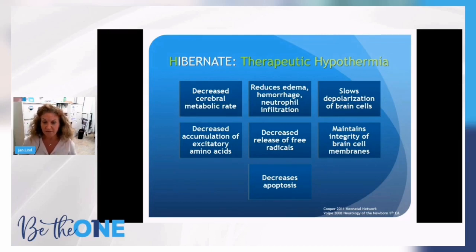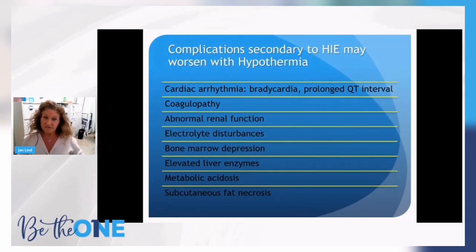And cooling the infant can prevent the evolution of the injury to cellular apoptosis or programmed cell death, but it can't actually reverse the necrosis. We unfortunately can't reverse the damage that's already been done. Serious adverse effects of cooling are rare and are probably due to the severity of the illness rather than therapeutic hypothermia itself. So some complications relating to HIE may worsen, though, with hypothermia.